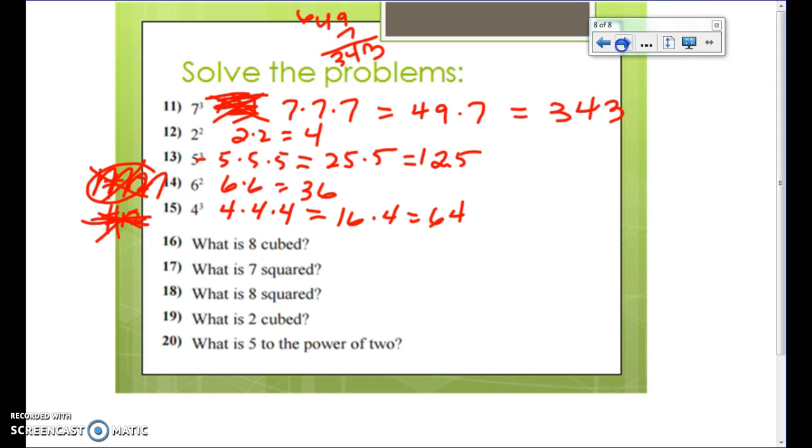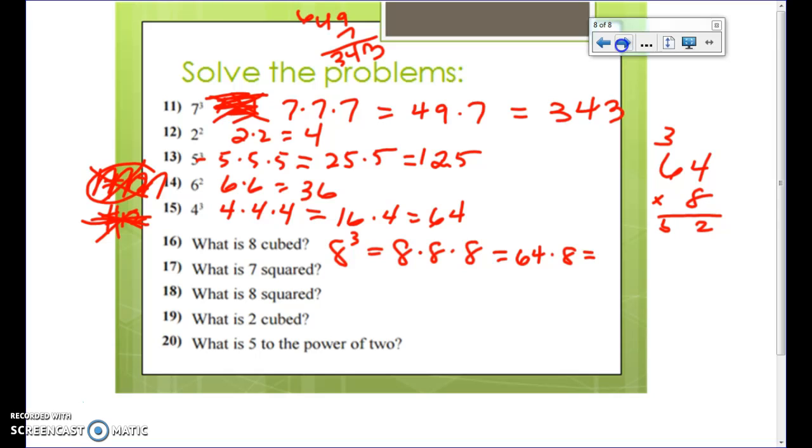Okay, now we're going into that slang that I was talking about. 8 cubed. This is what you're thinking. 8 cubed. What is 8 cubed? Well, that's 8 times 8 times 8, or 64 times 8, 512. Okay, or 7 squared. It's not 14, it's 7 times 7, which is 49. Or 8 squared. When I say squared, I mean to the second power. 8 times 8 would equal 64.